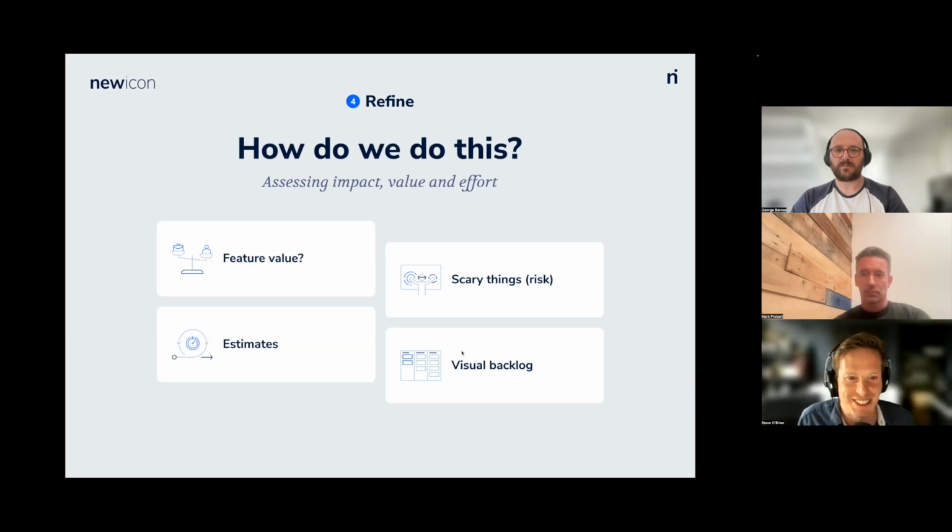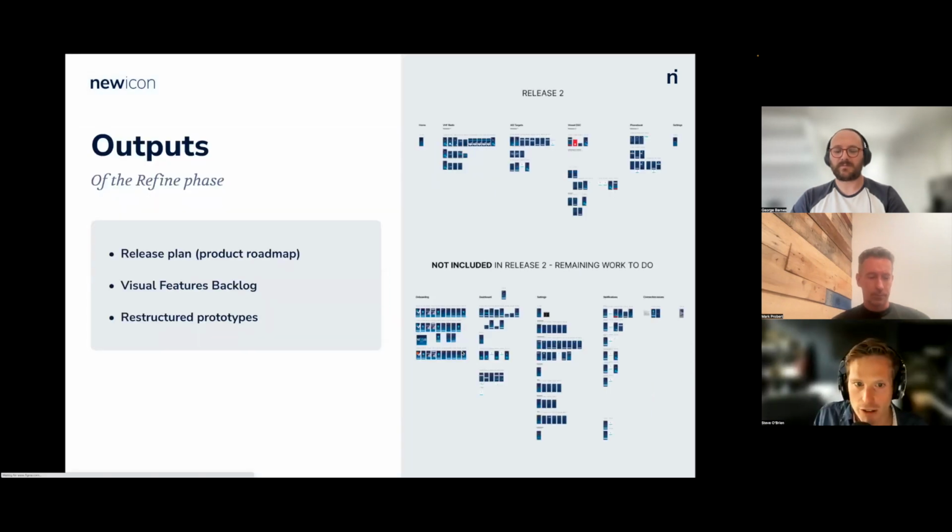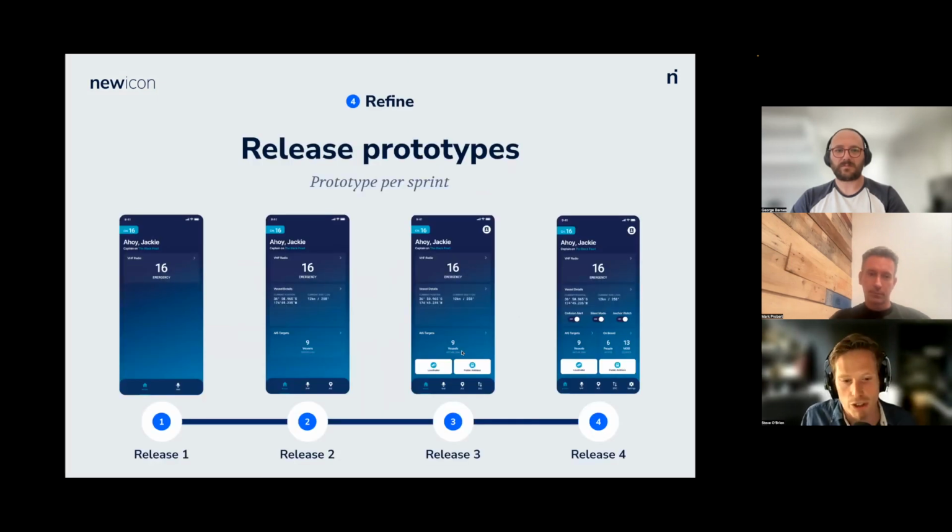So how do we do this? Well, we go through feature value, and we look at estimates. So obviously we estimate all the features, we judge what things are scary, and we create a visual backlog. And then we restructure that visual backlog into these outputs, which looks something like this.